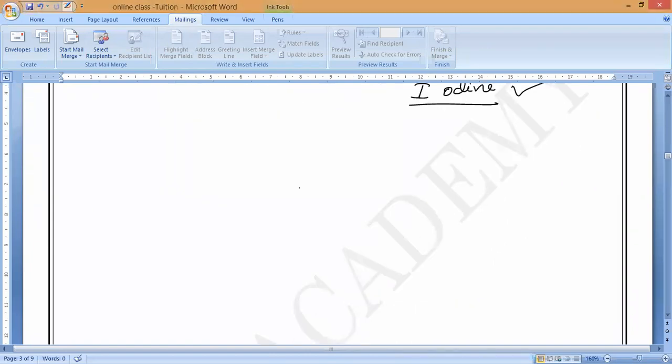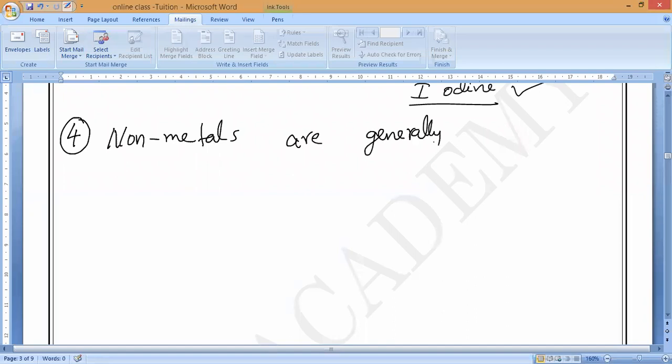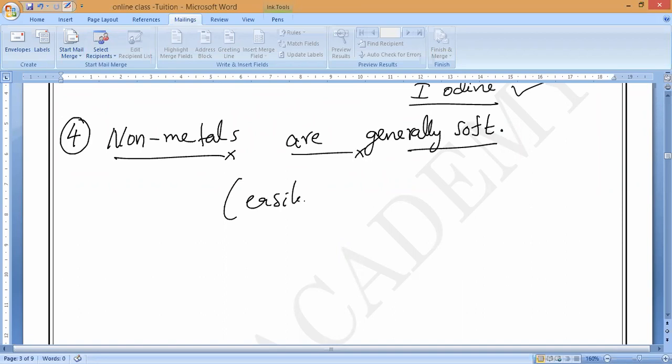Next, this is the fourth property. See the physical properties of metals and tell me what the fourth property is. Non-metals are generally soft or hard? Generally soft in nature, so that we can cut with a knife. Easily cut with a knife.